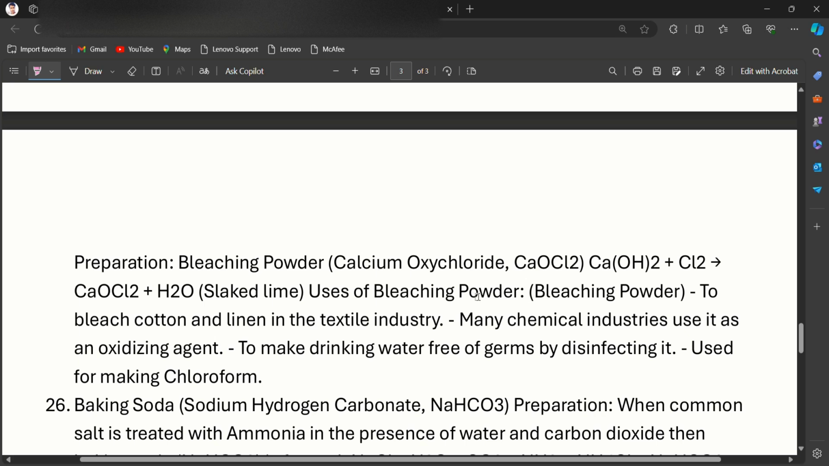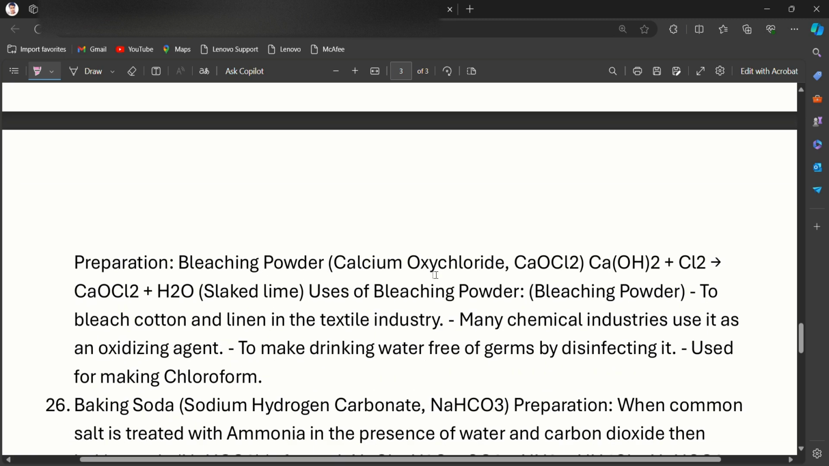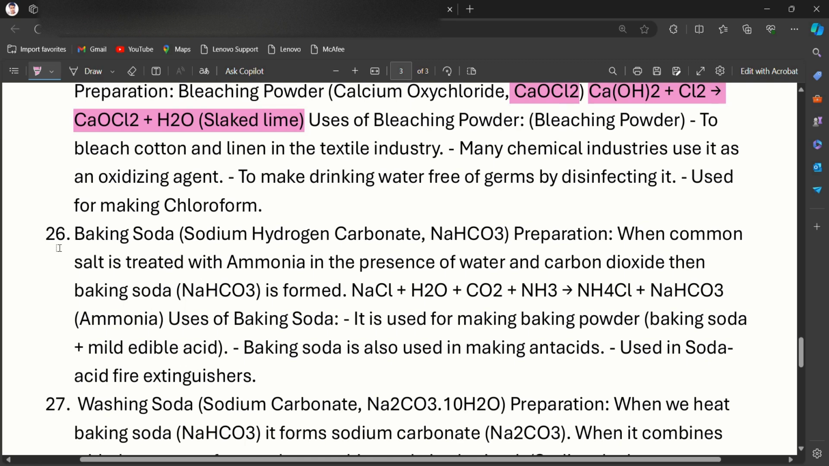Here with the bleaching powder, preparation: calcium hydroxide plus chlorine gas gives CaOCl2 plus H2O. Here we talk about bleaching powder. What is the formula of bleaching powder? CaOCl2. So how do we prepare bleaching powder? When we simply react calcium hydroxide with chlorine gas, we get bleaching powder and water. Uses of bleaching powder you have to study.